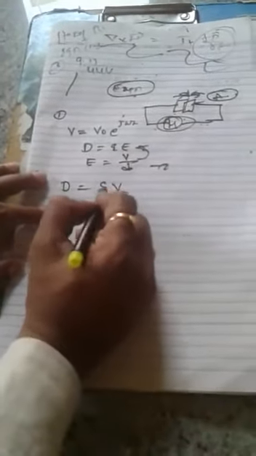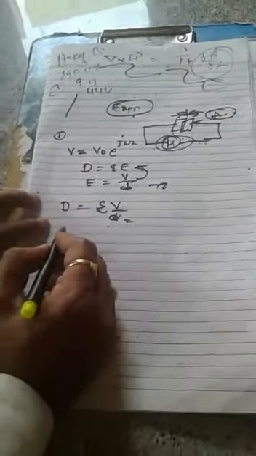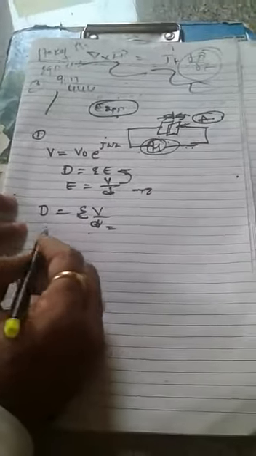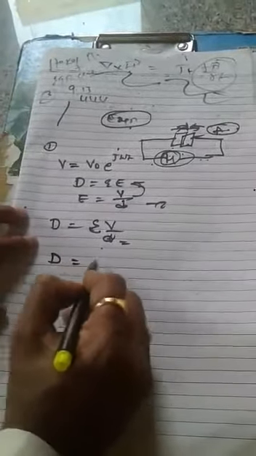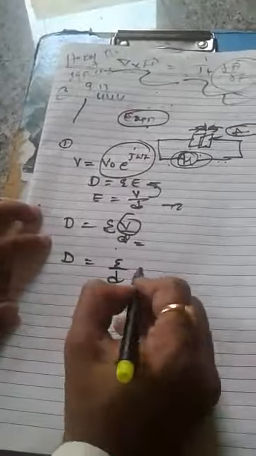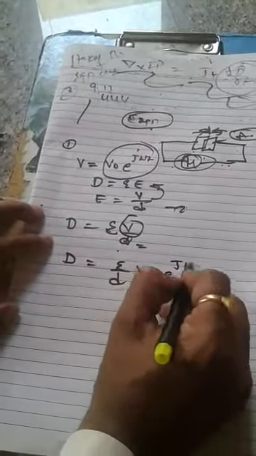Substituting this equation here, D is equal to epsilon into V by d. We can substitute the values in this way. D is equal to epsilon by d into V, where the voltage potential V is V naught into e to the power of j omega t. This is the D value.